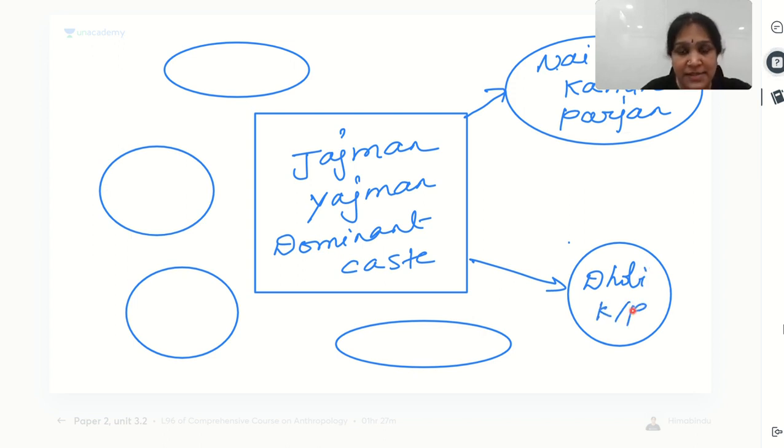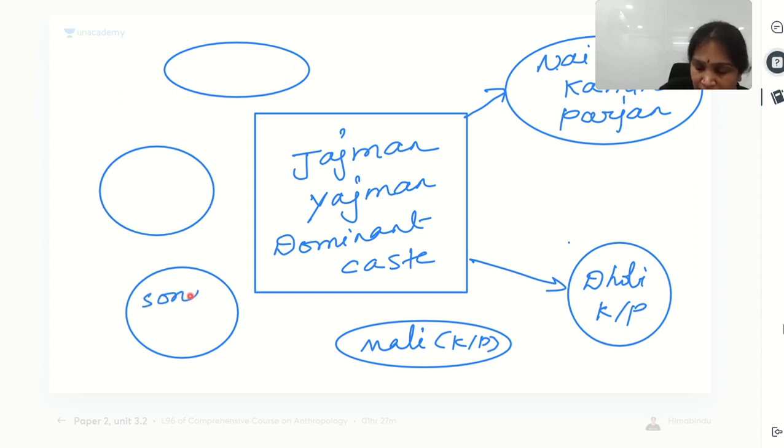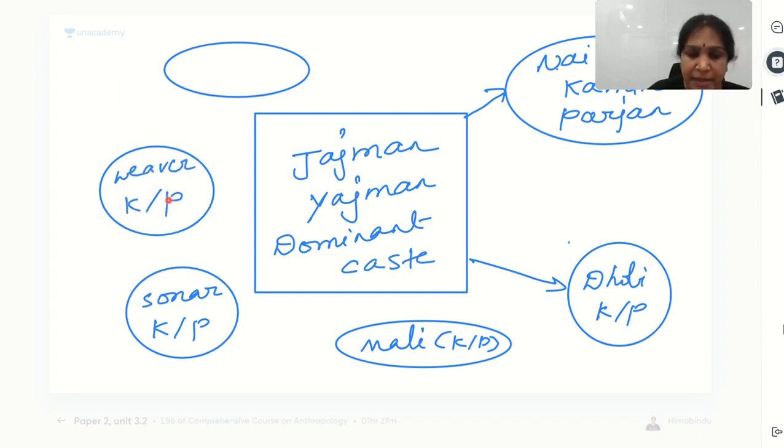Did you understand? I don't have space, I'm just writing K or P, so please kindly cooperate. Same way, there is another caste Mali, gardener. He is also Kameen or Parjan. Then there is another caste Sonar, that is jewelry making. Again Kameen or Parjan. Or weaver. Like different castes. What more, like weaver we have? He is also one Kameen or Parjan. So like that, different castes.